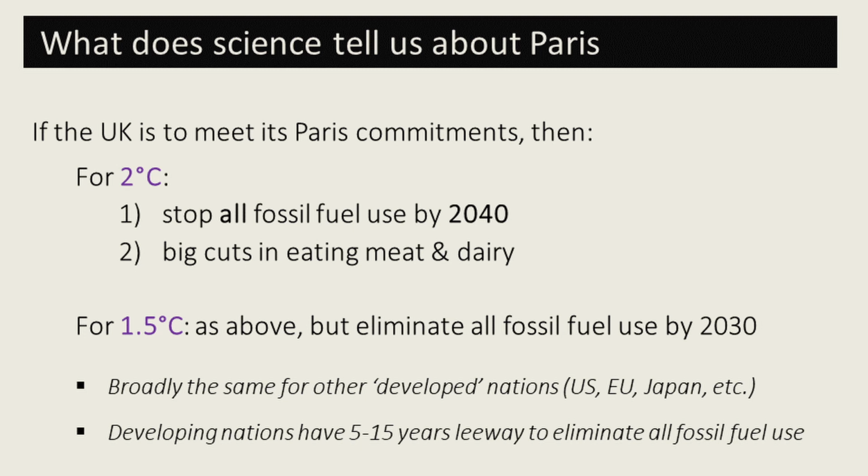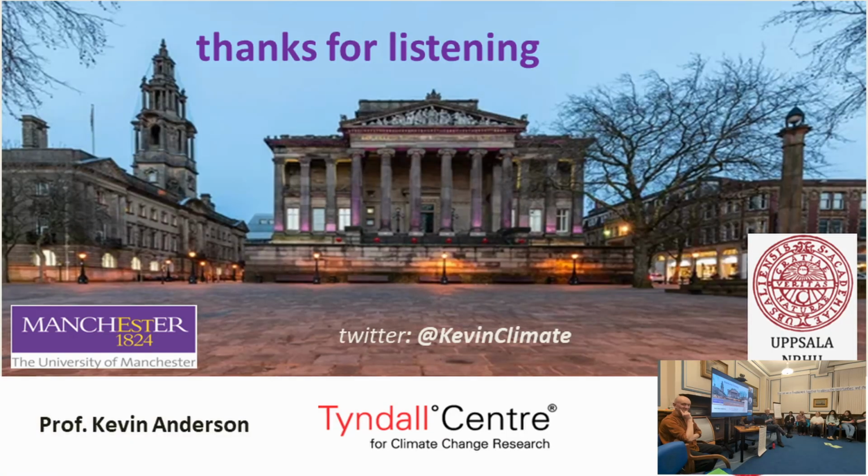Broadly, this is the same for every developed country. So what I'm saying here is the same for Japan, the US, the EU, Australia. So it's the same for all rich countries. And the poorer parts of the world get a little bit longer, 5 to 15 years. So if you're China, you might have 5 years extra time to get things sorted out. If you're Rwanda, you might get 15 years longer to sort things out. Okay, so that's the broad framing we've got from the Paris Agreement. And it's about the first time I've ever been on time in a lecture. So that's me trying to encapsulate the science, our commitments, and what the science tells us about what we need to do.